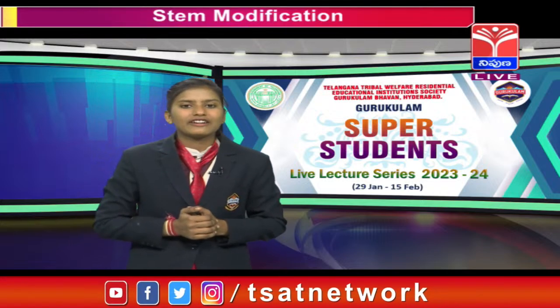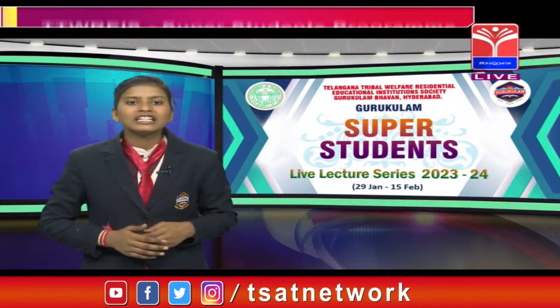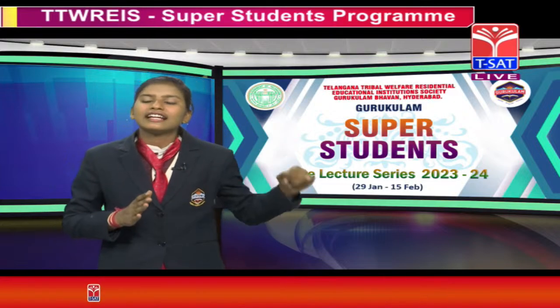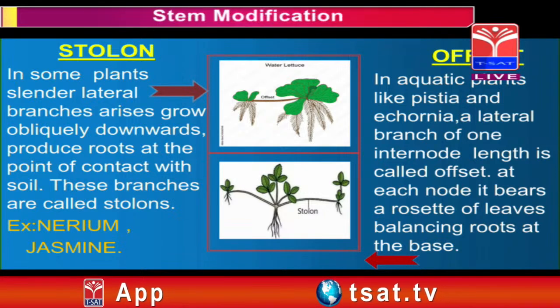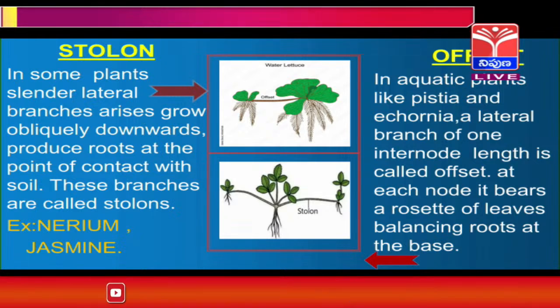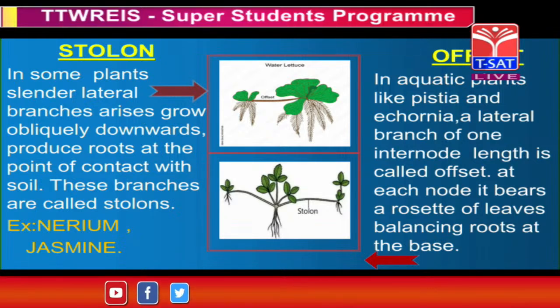So the next one is stolon. In some plants, slender lateral branches arise from the base of the main axis and they grow obliquely upwards.